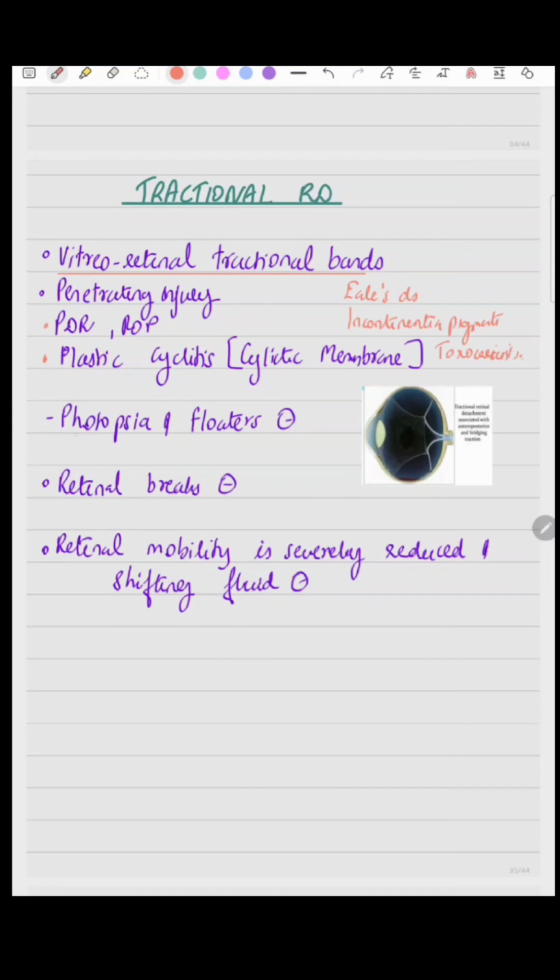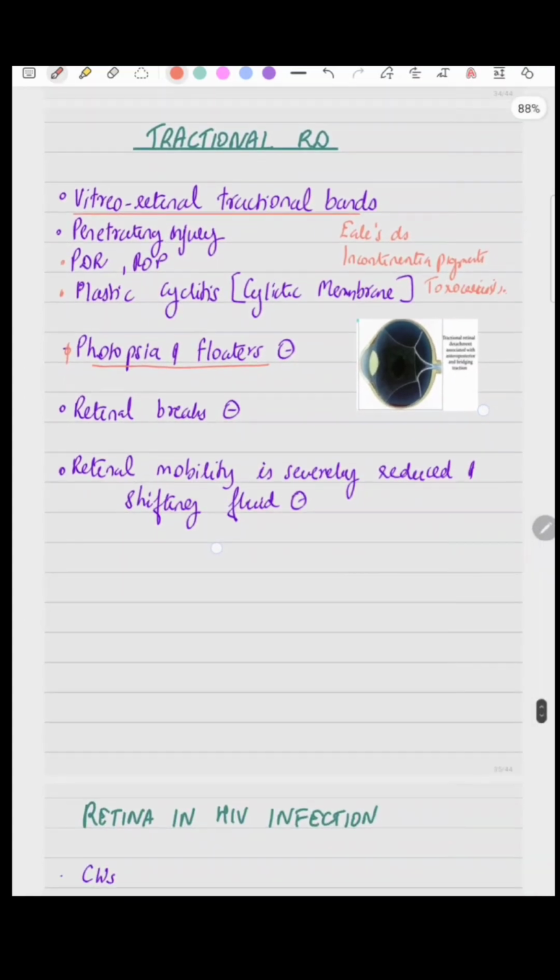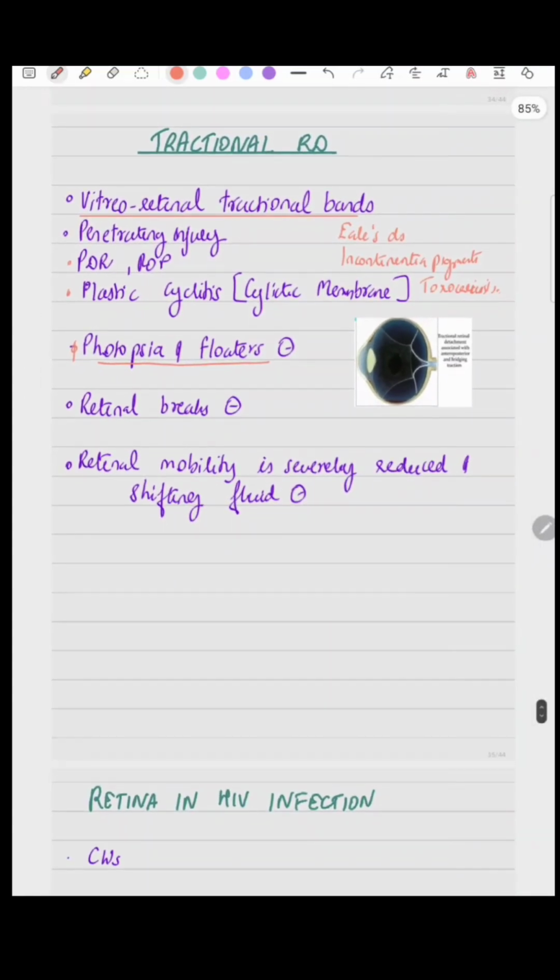Here photopsia and floaters are absent. The visual field defect usually progresses slowly and may be stable for months or even years. The configuration of the detached retina is concave. Retinal breaks are absent. To differentiate it from rhegmatogenous RD, retinal mobility is severely reduced and shifting fluid is absent.